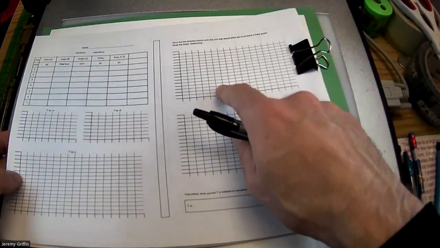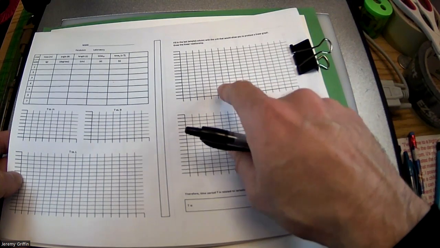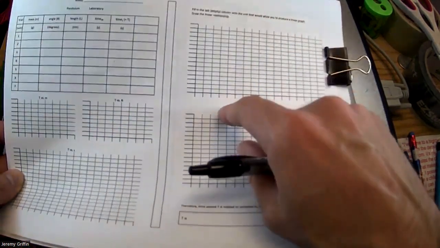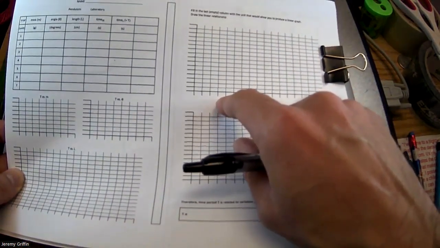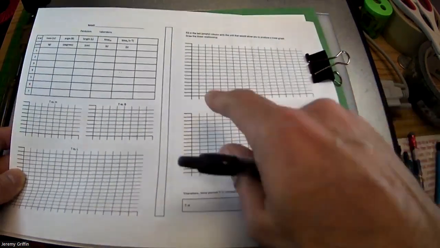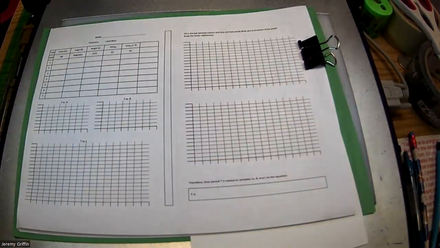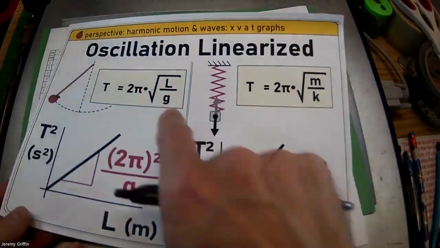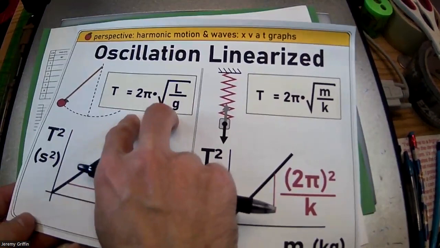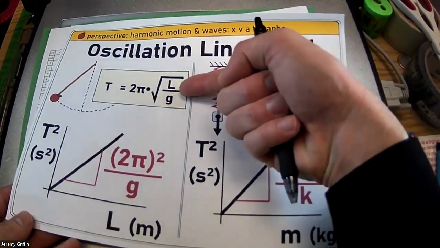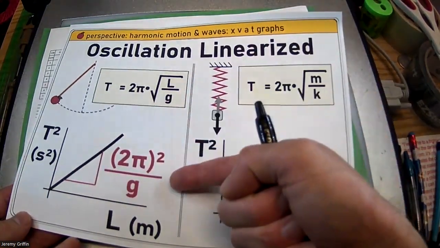We linearized the motion of the graph. So it was time period squared versus length, or time period versus the square root of the length. Either of those would linearize the graph. Just like this right here, it all fed into this. Make sure you have the skill to go from this equation to this graph.